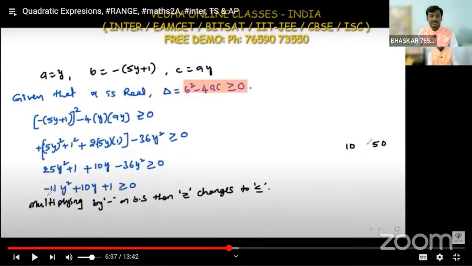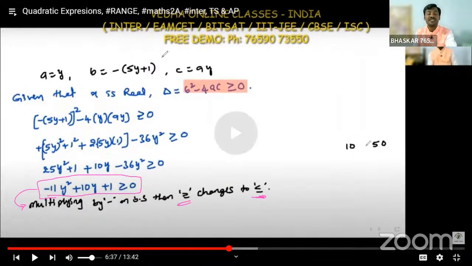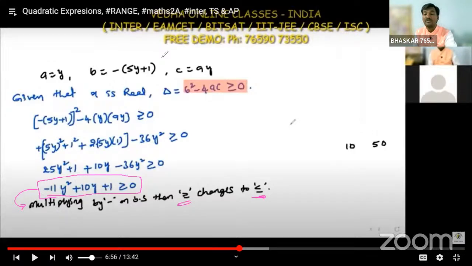After that we get the equation here. Whatever step we apply after this is most important. Why multiply by minus here? Multiplying by minus on both sides, greater than or equal to changes to less than or equal to. This is a very, very important concept. Whenever we multiply by minus, we have to change the sign.